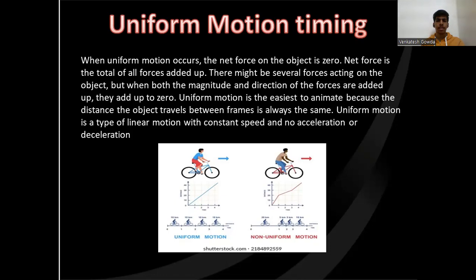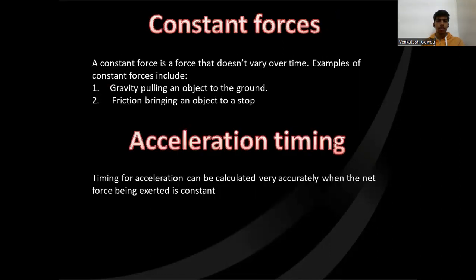Uniform motion is the easiest to animate because the distance the object travels between the frames is always the same. Uniform motion is a type of linear motion with constant speed and no acceleration or deceleration. Next is constant force. So what is constant force?